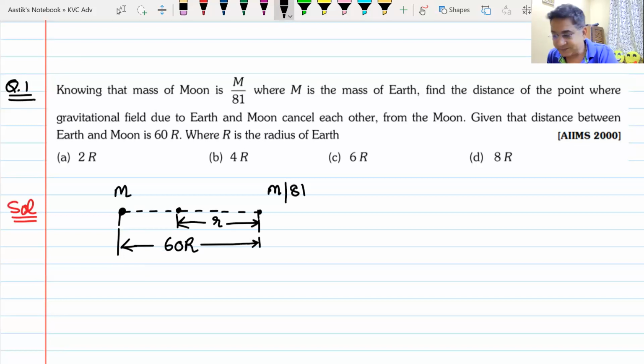Yes or no? Yes, sir. Find out the point where the gravitational field is 0. You cannot do this. There must be a very difficult question.